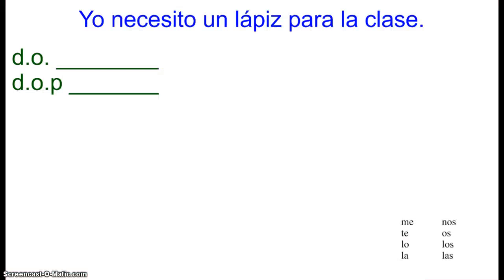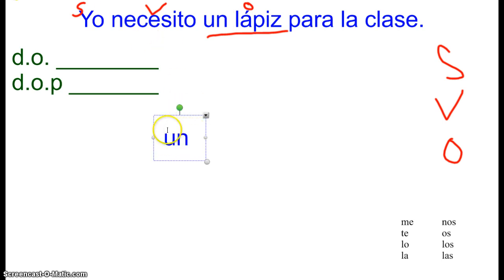We have a sentence, "yo necesito un lápiz para la clase." I need a pencil for class. We're going to change it to "I need it for class," the it being the pencil. The first thing I want to do is identify my subject, verb, and object. Needing is the verb, it's the action. Anything that you conjugate in Spanish is a verb. Who's the needer? Who's doing the needing? I am. Subject. What do I need? Un lápiz. That's my object. So I'm going to fill in my blank right here. The direct object is un lápiz.